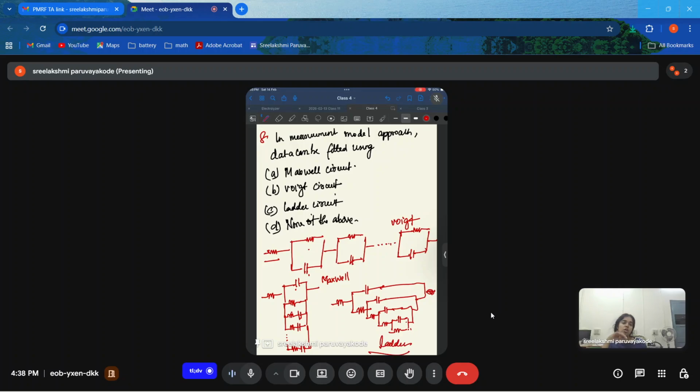So, in the measurement model approach, you can use passive elements in order to fit the data if KKT is not working. I told you Maxwell can work, Voigt can work, ladder can work. Why? They all have passive elements. So, Maxwell is correct, Voigt is correct, ladder is correct. None of the above is wrong. So, options A, B, and C. Okay.